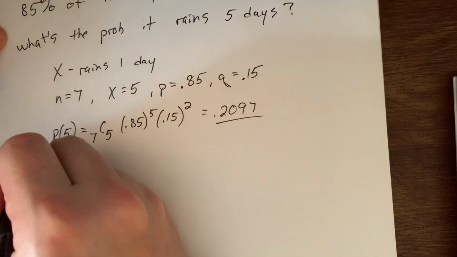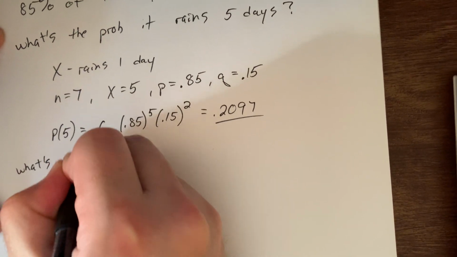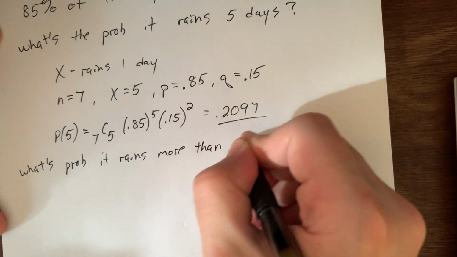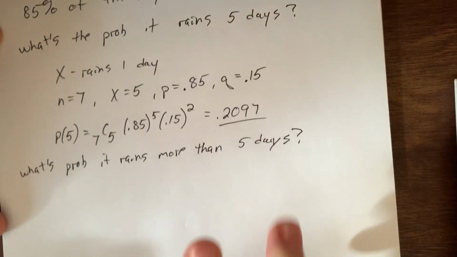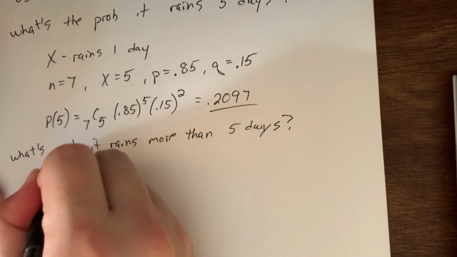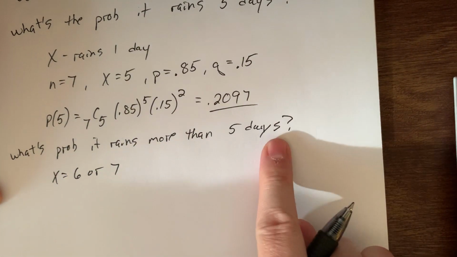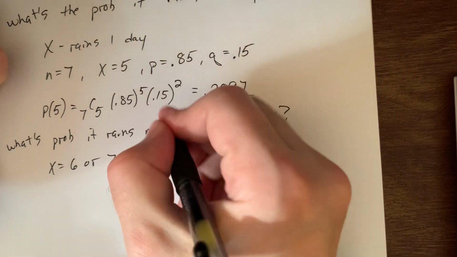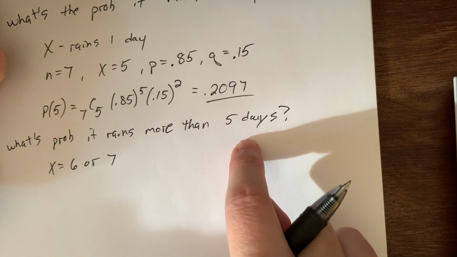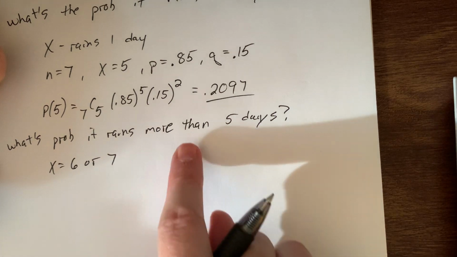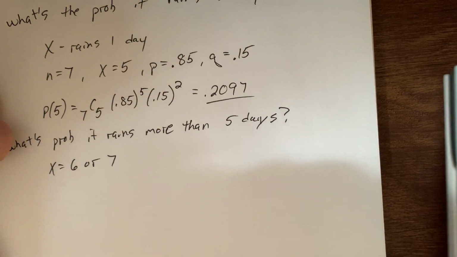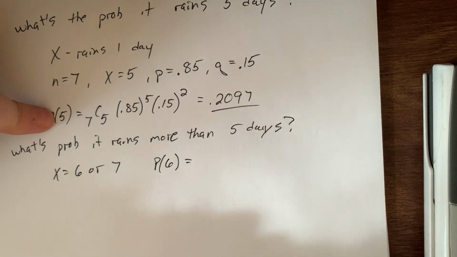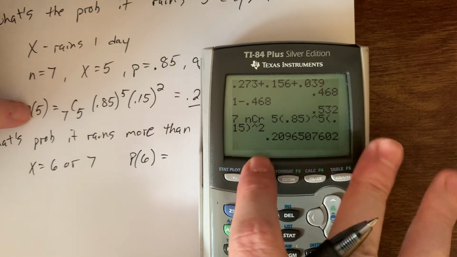Well, let's play some games. What's the probability it rains more than 5 days? Now x would be 6 or 7. And more than 5 does not include the 5. If I said the probability it rains at least 5 days, now I'd have x as 5, 6, or 7. But just more than 5, now x is just 6 or 7. So now we'll use the formula twice. I'm just going to do a lot of arithmetic. You can write it out. I'm just doing the work.